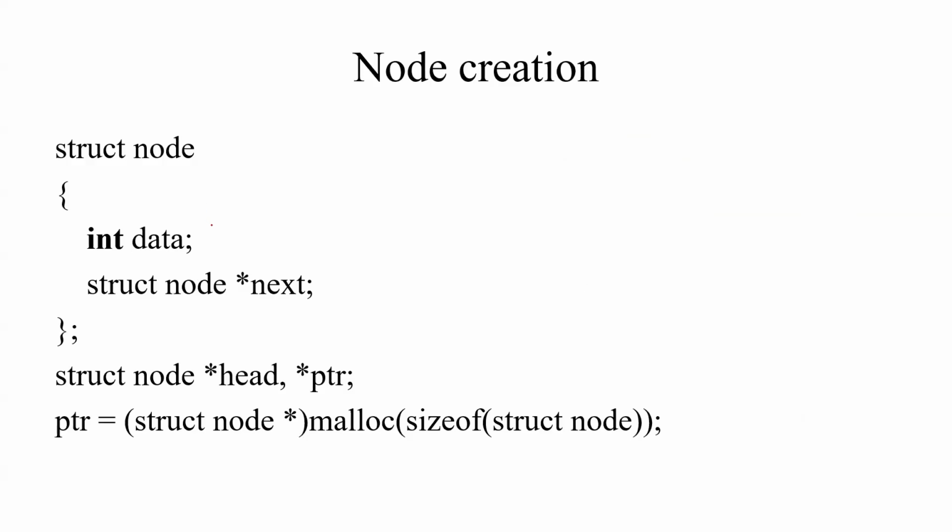So how do we create a node in the linked list? If you want to create a node like this, how are we going to create it? Here we are going to use the user-defined data type called structure. The structure syntax is like this. Inside that, we will store some elements: we have data, and the first field will contain the data, and next is the pointer to the next node.